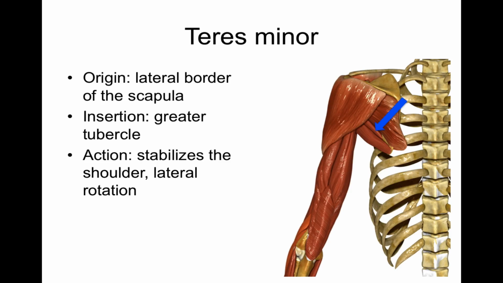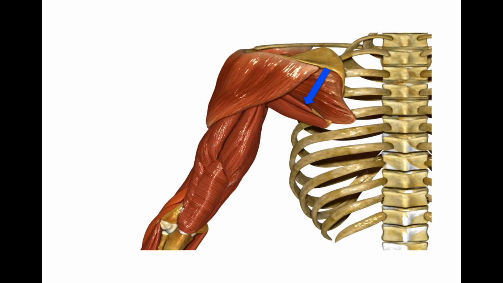Teres Minor there. The origin is the lateral border of the scapula. The insertion, just like the other muscles here, is on the greater tubercle, on the proximal part of the humerus, which is the arm, just near the shoulder joint. It stabilizes the shoulder as well, and it's involved in lateral rotation. There's the Teres Minor. So it is inferior to where the infraspinatus is located.